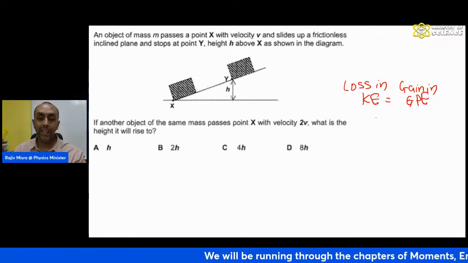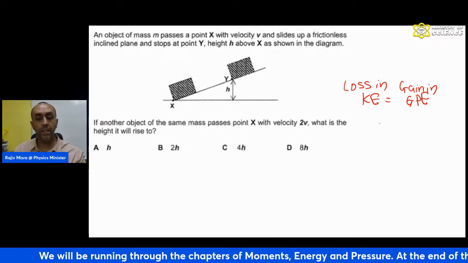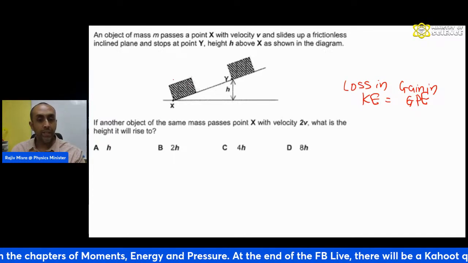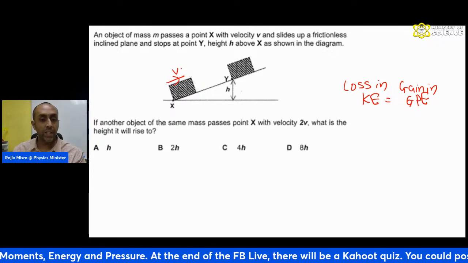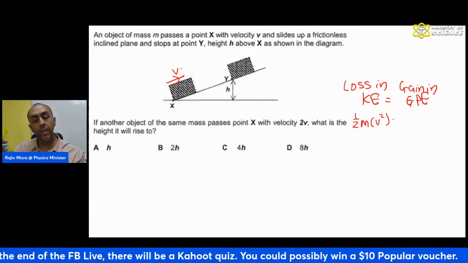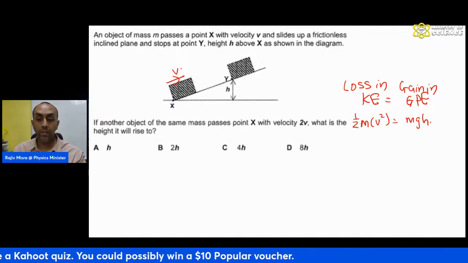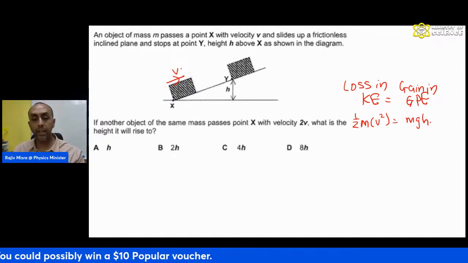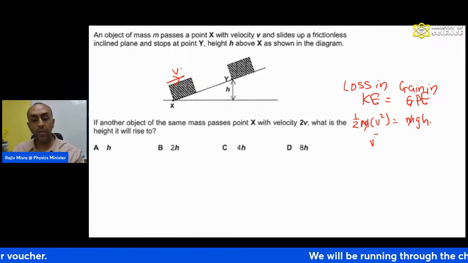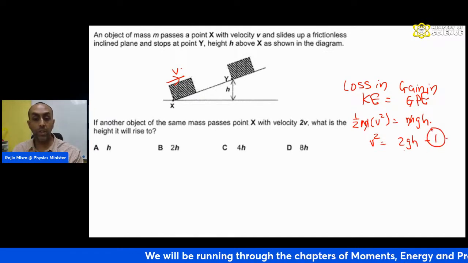So loss in KE equals gain in GPE. In this case, they tell you that if your velocity is, let's say, v, so you get this height. So I'll take half m v square equals mgh. So just take note of this. And that means that if you cancel your m, in that case, you'll get v square equals 2gh. So this is the first equation.